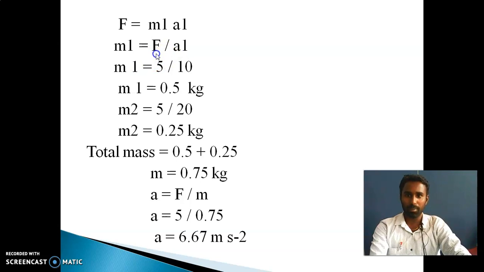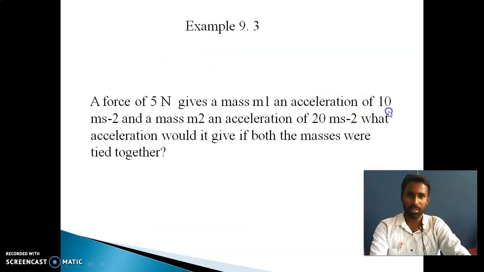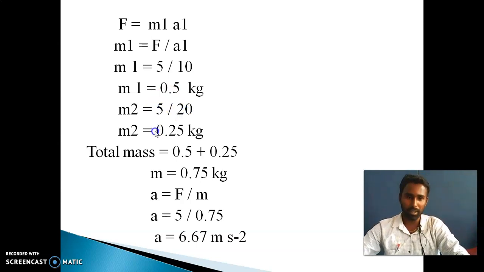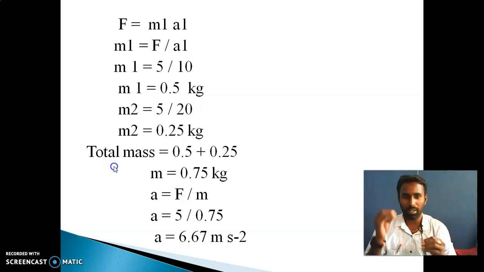So m1: force they mentioned 5, a1 which is called acceleration 10 meter per second square. So 5 by 10 is nothing but 1 by 2, so 1 by 2 means 0.5 kilogram. And m2 the same way, m2 equal to f2 divided by a2. So f1 and f2 both are equal to f, that means same force 5. So 5 divided by 20, so 1 5s are 5, 4 5s are 20, 1 by 4 equal to 0.25 kg.